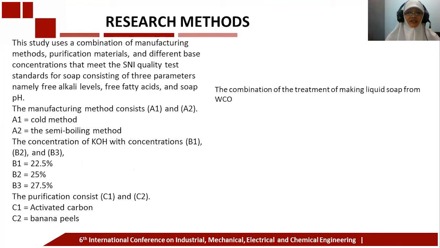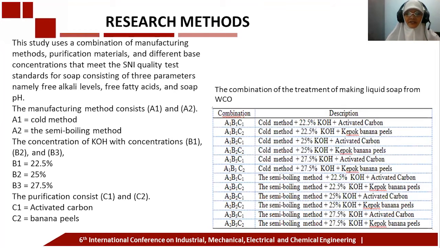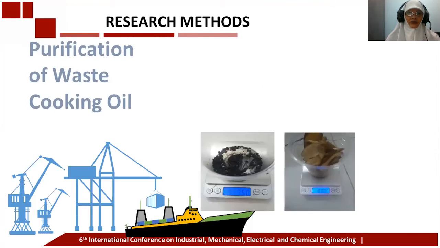the SNI quality test standards for soap consisting of 3 parameters, namely free alkali levels, free fatty acid, and soap pH. The manufacturing methods consist of the cold method and the semi-boiling method. The concentrations of kalium hydroxide are 22.5%, 25%, and 27%. The purification consists of activated carbon and banana peels. This table shows the combination of the treatments of making liquid soap from VCO.